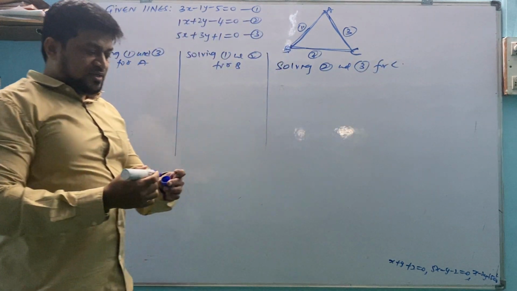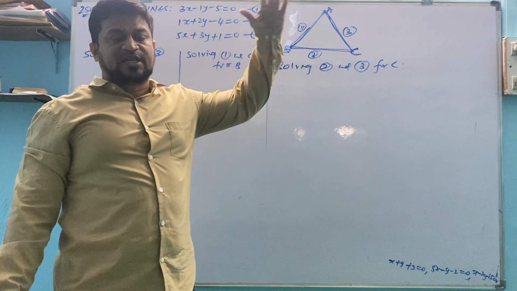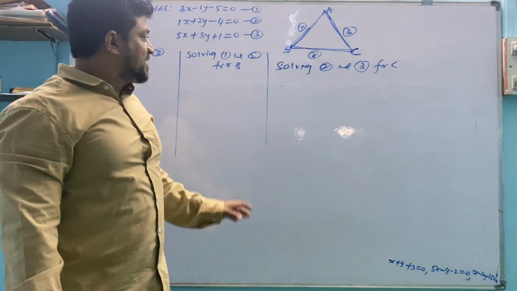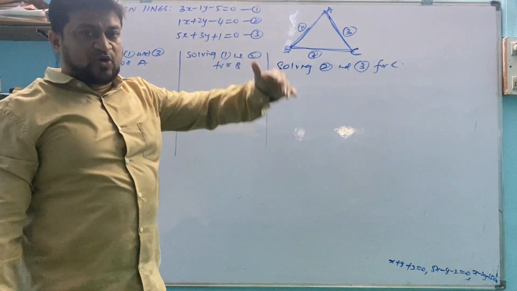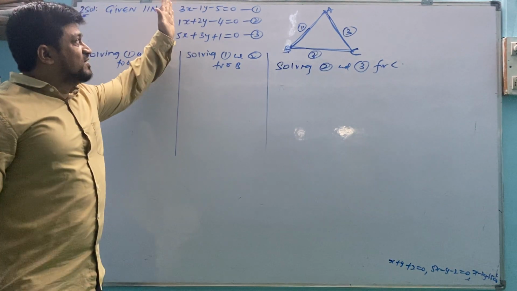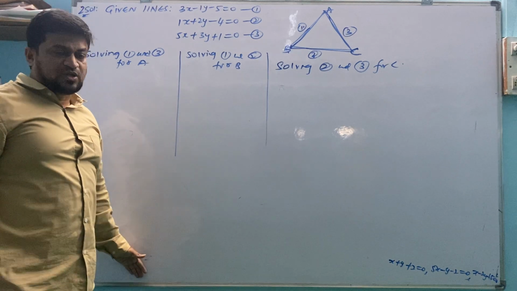Check once again. In the previous question, we had the points A, B, C given to us. So we took S equals x comma y as the circumcenter. Then A, B, C are the points. Then we took SA square equal to SB square. But here A, B, C are not given. Instead of that, equations are given. So we have to solve them first. Then we will follow the process.